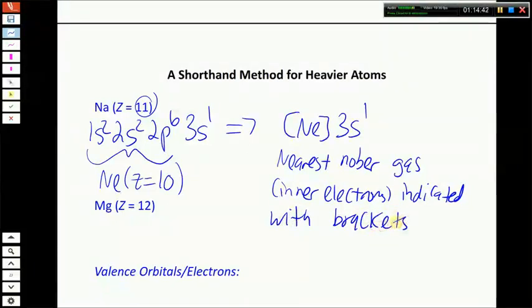Now you'll have to be familiar with both notations, especially since most of the questions on this topic are going to be multiple choice. We're not going to have you type out very long configurations, but if we give you multiple choice questions, we might have the long form, we might have the short form. You need to be familiar with both, but this is commonly how it's done for heavier elements.